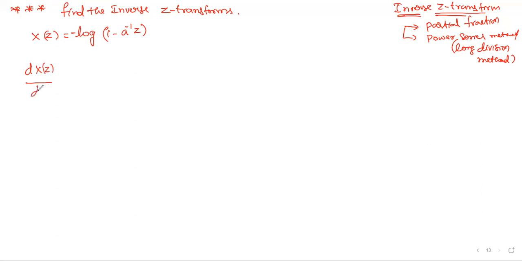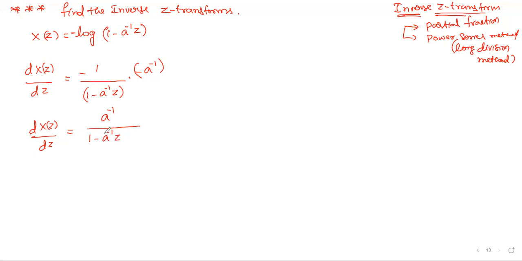Whatever X of z is given, first you differentiate this X of z, dX of z by dz. What is the differentiation of logarithm? Minus log of x gives 1 by x, that is 1 by 1 minus a inverse z, into the differentiation of 1 minus a inverse z, which is minus a inverse. So now dX of z by dz equals a inverse divided by 1 minus a inverse z. So what is a inverse? That is 1 by a.